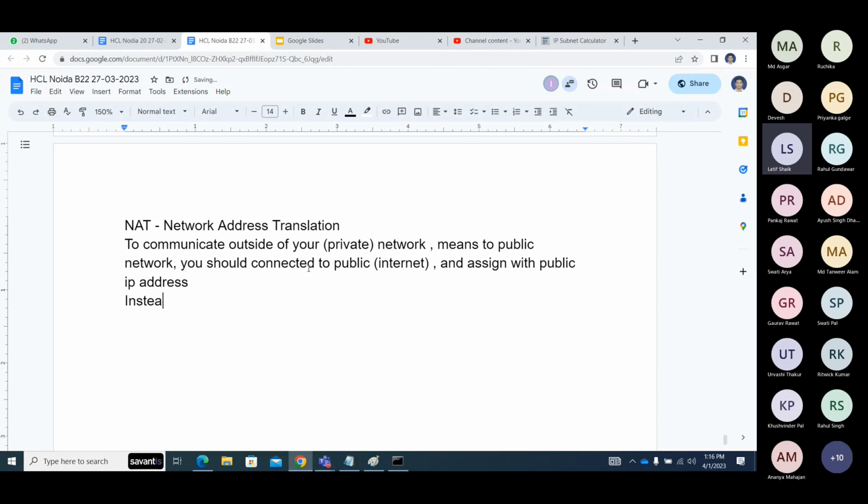We understand the matter, so leave it. Okay. What is NAT? Network Address Translation. NAT maps your private IP address to a public IP address. Okay?